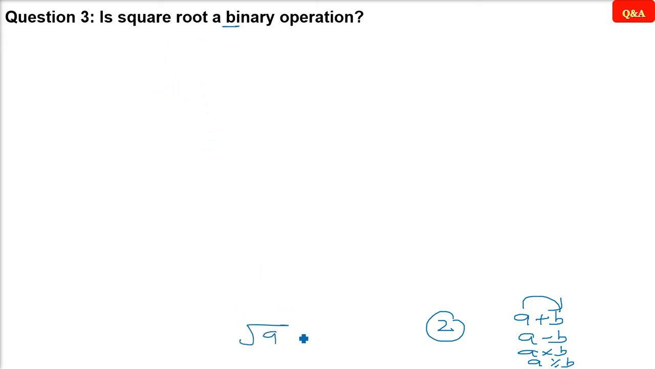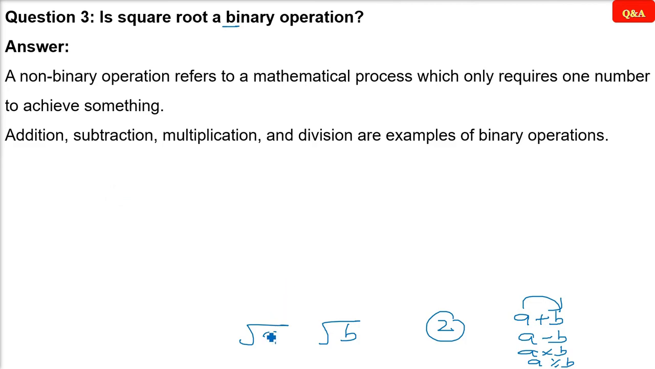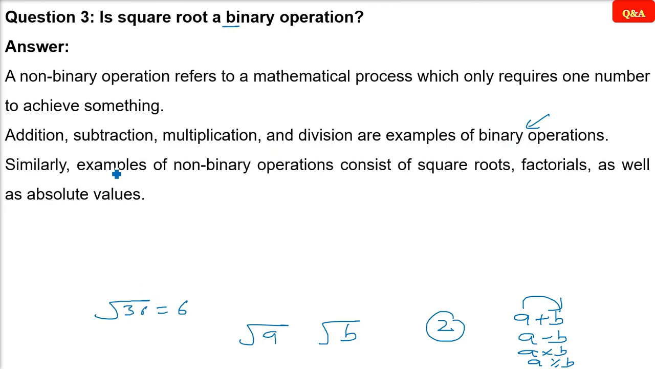But what if I take under root A? I'm not using two values, only one value. Under root A is only one value. So a non-binary operation, as I said, requires one number. Binary should always have two numbers. So addition, subtraction, multiplication, division, these are binary operations. But under root or factorials, these are not binary. They are unary operations. For example, the factorial of 3 is 3 into 2 into 1. We just need 3. We don't need two values. So factorial of A, factorial of B, under root of 36, these are all unary operations.